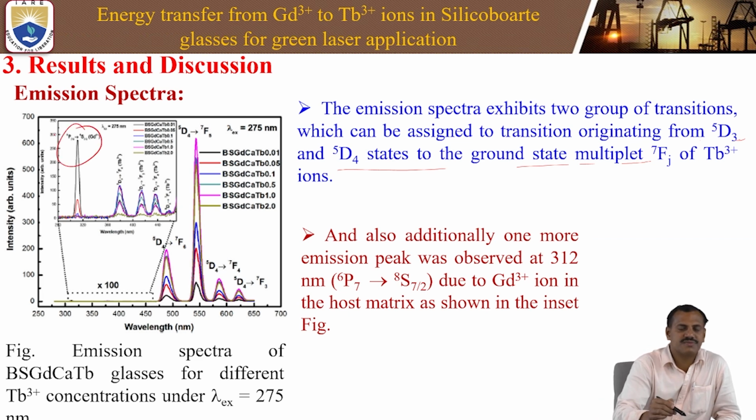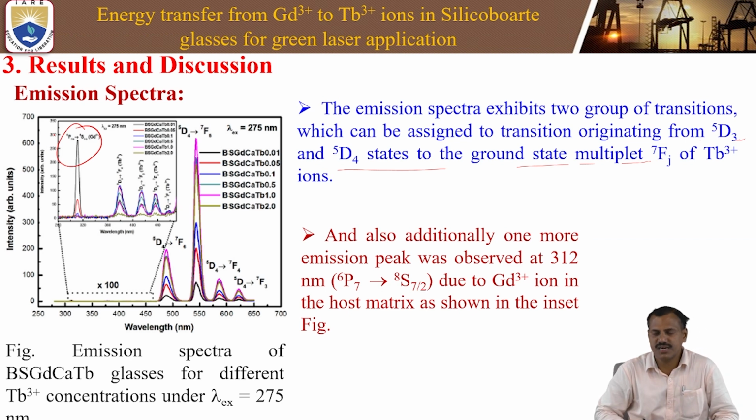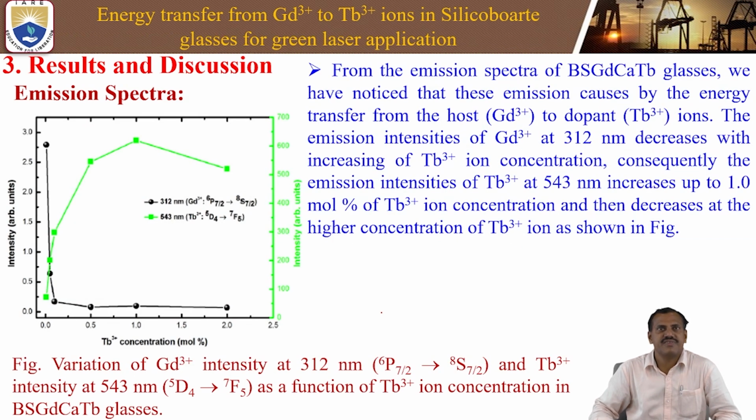So we are observing one additional peak at 312 nanometer. That is mainly a transition belonging to 6P7/2 to 8S7/2. This is due to the gadolinium-3 plus ion present in the host matrix, as shown in the inset diagram. These are the emission spectra of the terbium-3 plus doped silicoborate glasses. In the host itself, there are gadolinium-3 plus ions present. That is why we can study the energy transfer mechanism from gadolinium-3 plus to terbium-3 plus ions. This is the variation of intensities.